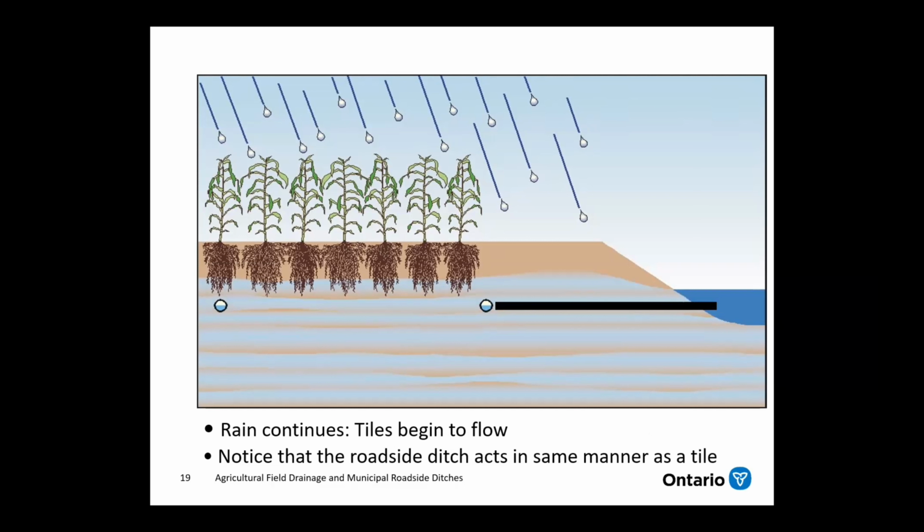So there's going to be tile outlet flowing into that ditch. There's going to be some other runoff potentially from other places, if there's pavement and roads flowing into that roadside ditch. And as well, there's seepage coming in from the ground adjacent to the edge of the ditch.